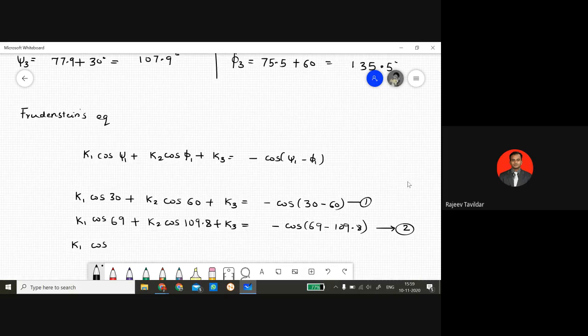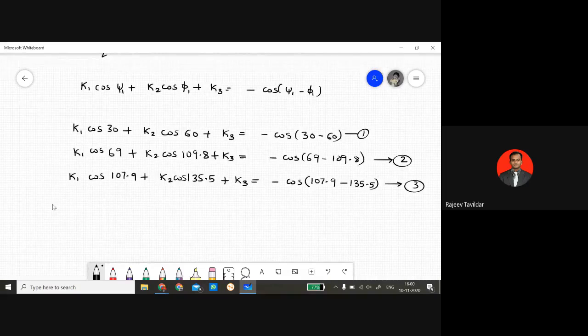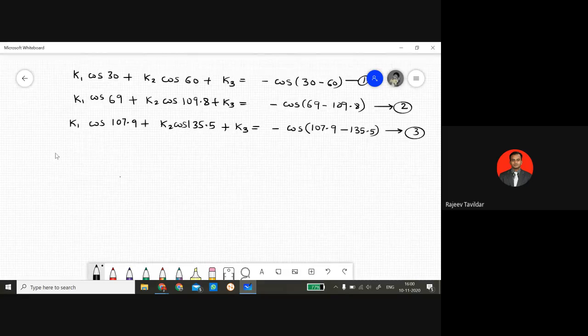Third equation, k1 cos of 107.9 plus k2 cos of 135.5, plus k3 should be equal to minus cos of 107.9 minus 135.5. This is our equation number 3. If you solve equations 1, 2, 3, three equations, three unknowns, you should be able to get the values of k1, k2, and k3.